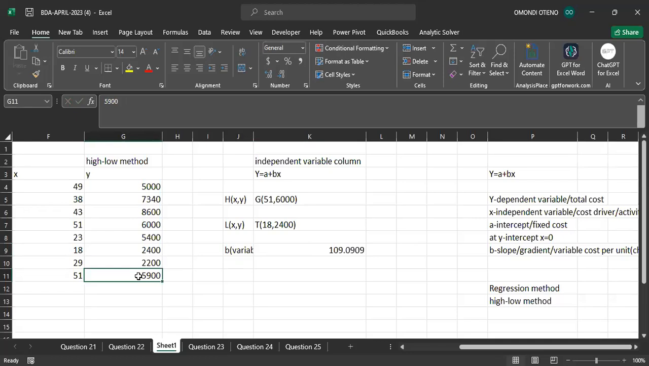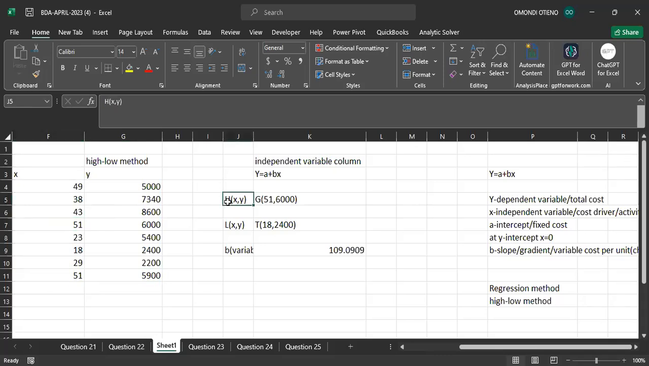Is that what we are referring to? Remember, we are looking for the highest values pair, and whatever is guiding us is column X. It happened that we have 51 appearing twice. Now, if 51 is appearing twice, which one is the highest value?